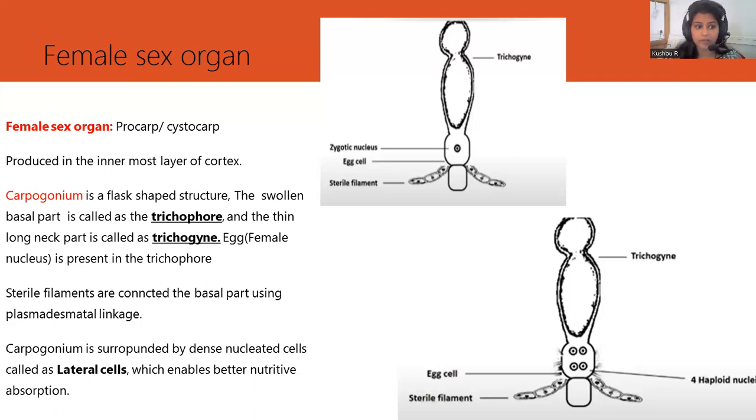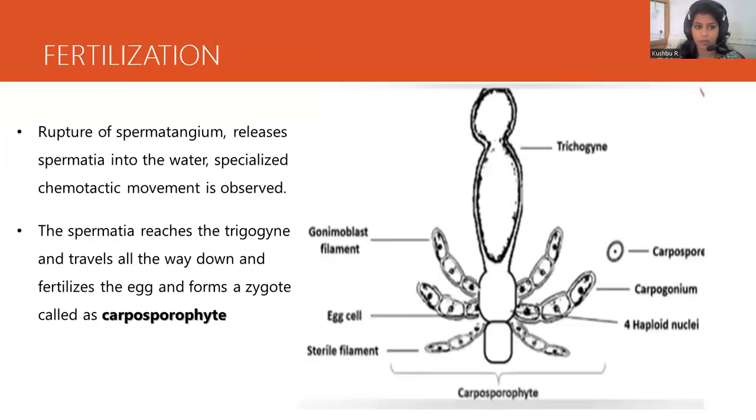Apart from that, in the female sex organ, there is something called the fertile filament, which acts as a protective, defensive mechanical layer. And also there are lateral cells seen adjacent to the female gametophyte that are involved in better conduction of nutrients and absorption.